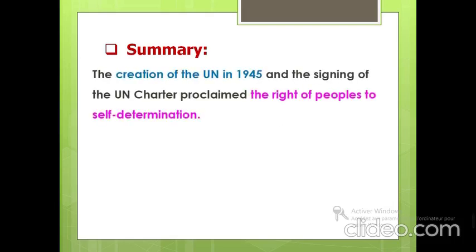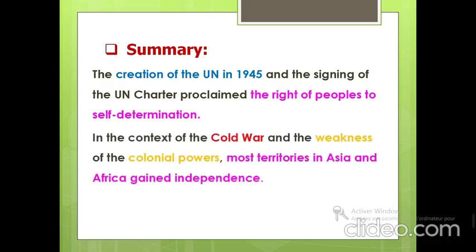Summary. The creation of the UN in 1945 and the signing of the UN Charter proclaimed the right of peoples to self-determination. In the context of the Cold War and the weakness of the colonial powers, most territories in Asia and Africa gained independence.